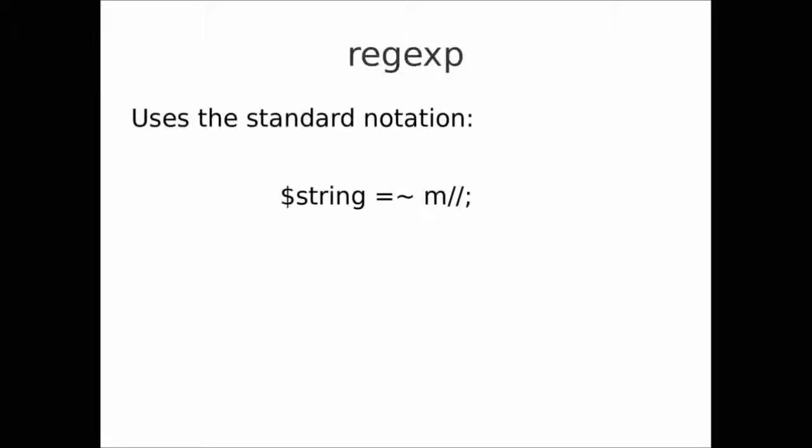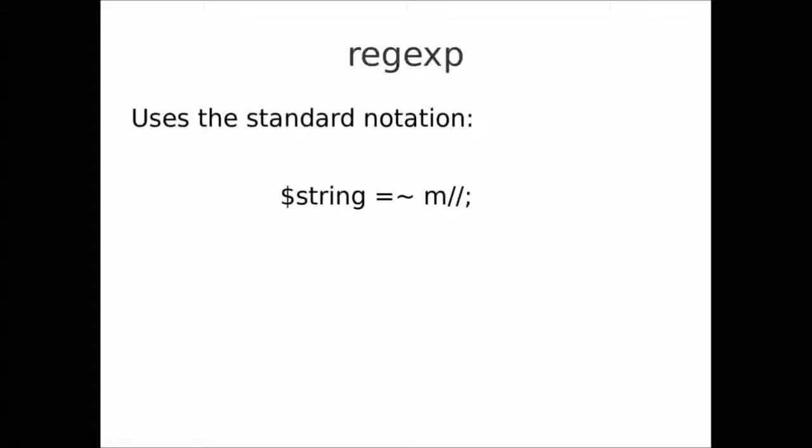I want to go through how we use regular expressions in Perl and some of the strengths of using those regular expressions. It's one of the things that Perl is really the most famous for. Our standard notation for a regular expression in Perl is using this construct. We have a string, a scalar, and we use the equal sign and the tilde, which is the shift character next to the number 1. And then we use an M for match, and typically 2 slashes.